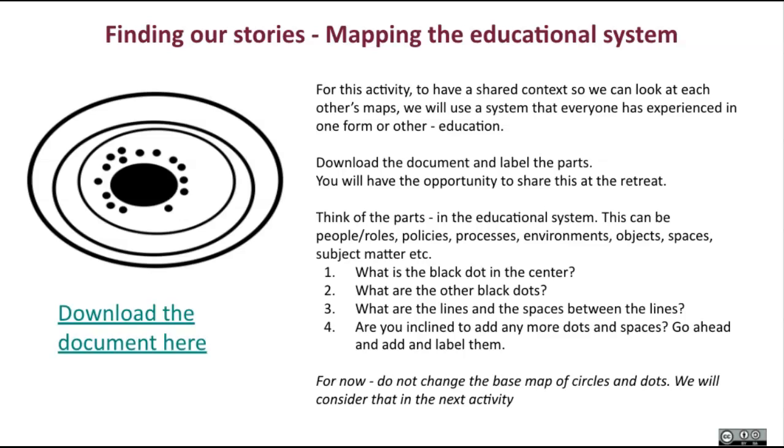One thing, do not change the base map of circles and dots for now. Leave it as it is. We will consider that in the next activity after you've done this one. So when you've labeled the parts, go on and do the next thing. For now, pause the video, download the map, do the activity, and then come back and I'll show you what the next part of it is.